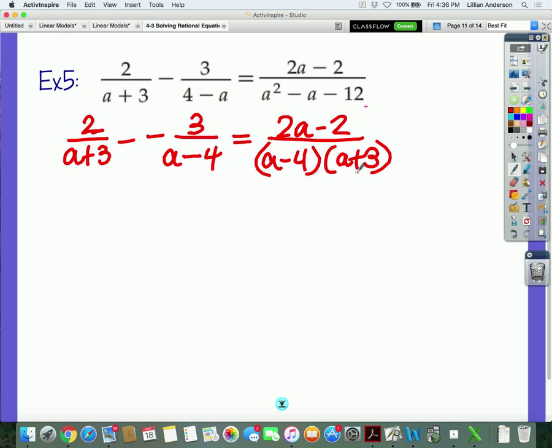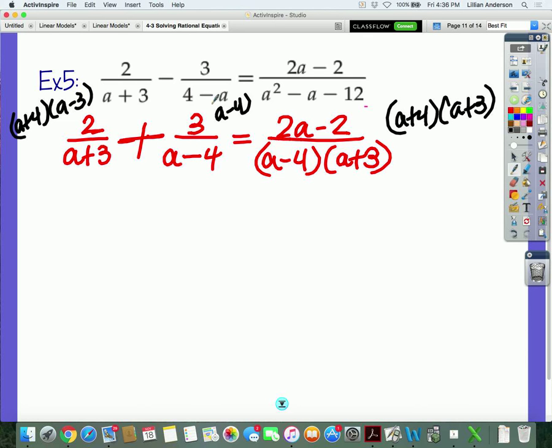If you notice, the two negatives turn into a positive. This denominator has a plus 3. The second denominator is a minus 4. And the last one has an a minus 4 and an a plus 3. So that lets us know that our common denominator is a minus 4 times a plus 3. So I'm going to multiply every single term by a minus 4 and an a plus 3, and then simplify after that.